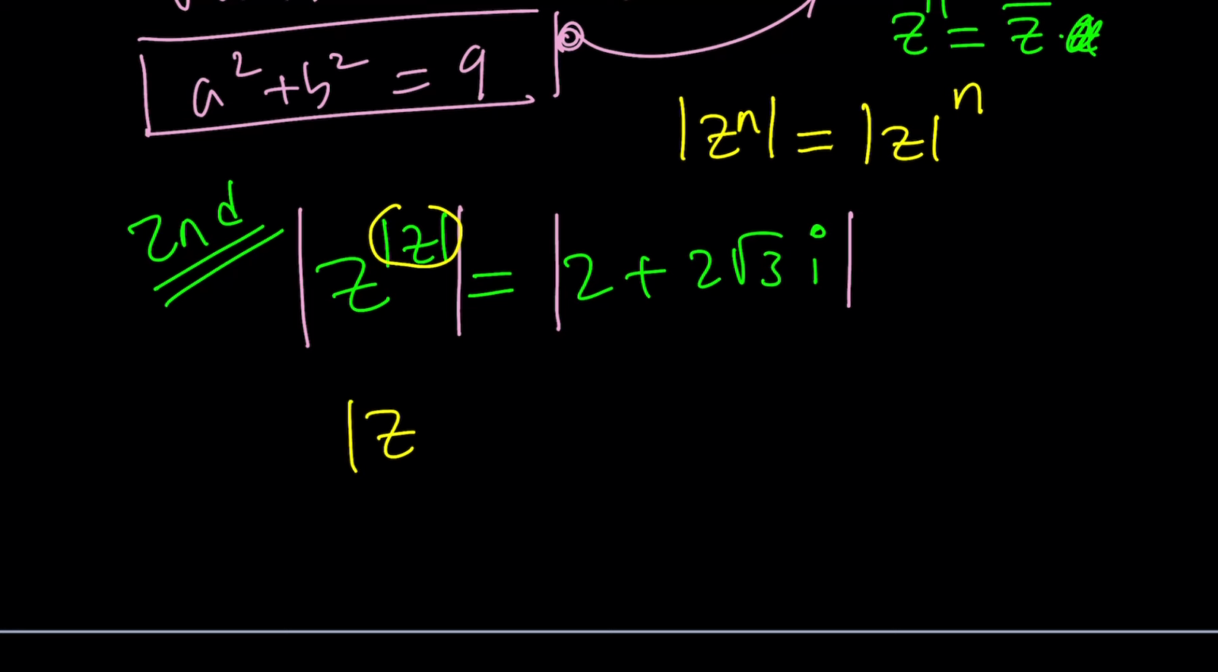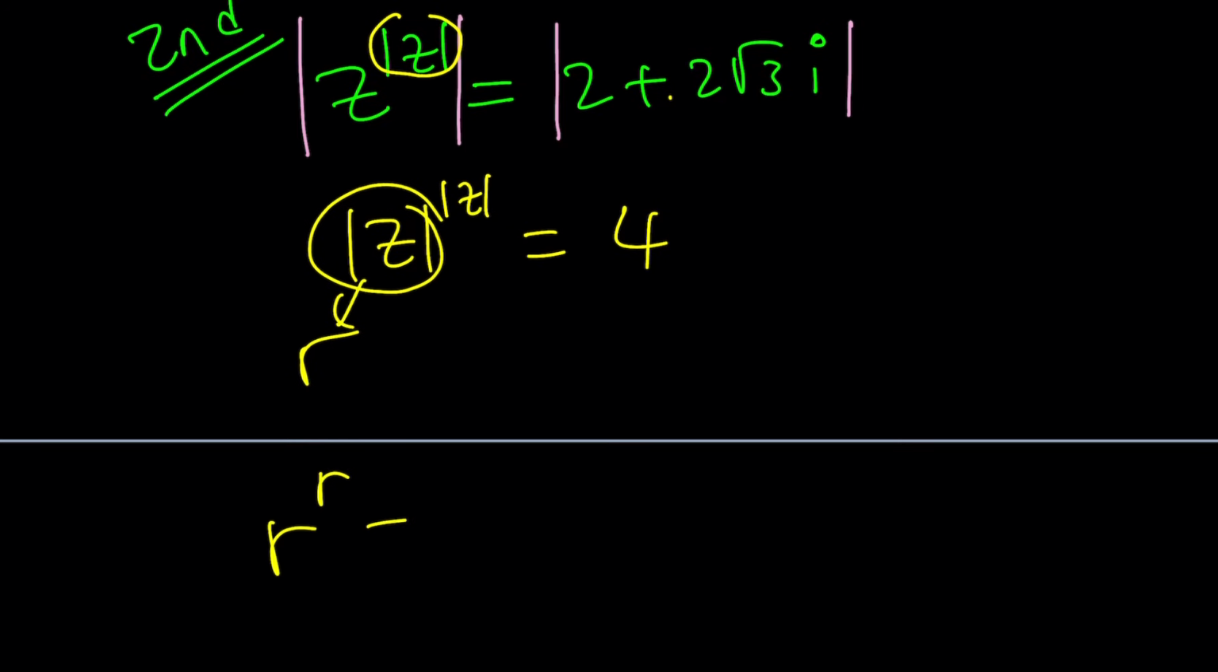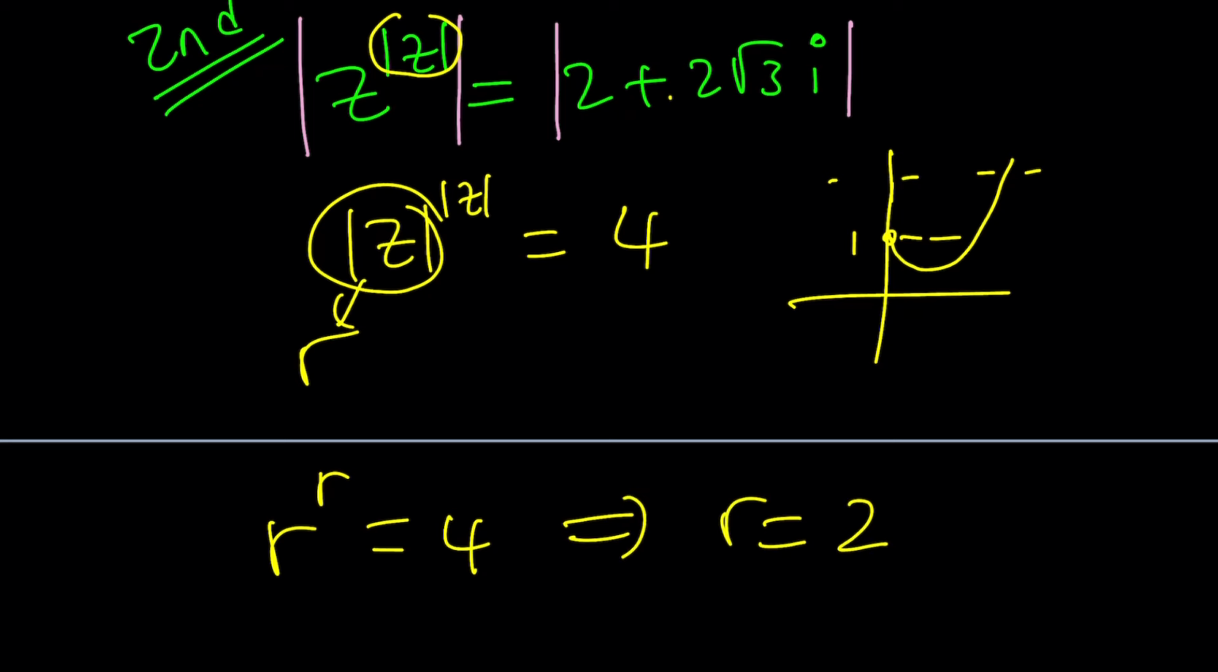The absolute value you can put outside, and then this one is going to give you a 4. And beautiful. Let's call this number r. We get r to the r equals 4. As you know, this equation has only one solution because if you think about the graph of x to the power x, it starts here and goes like this. This is 1, this is 1, and 4 is going to have a single intersection. Therefore, r equals 2 is the only solution.